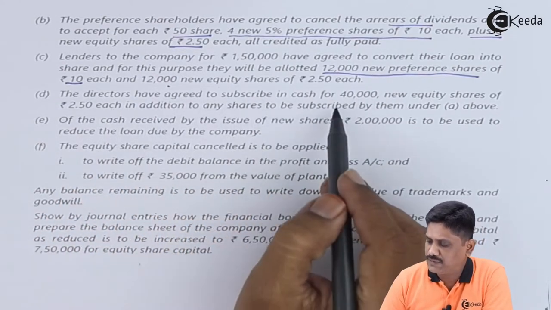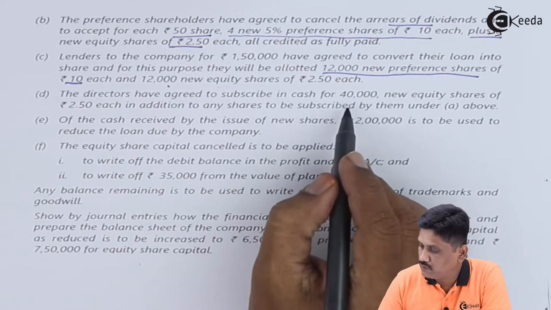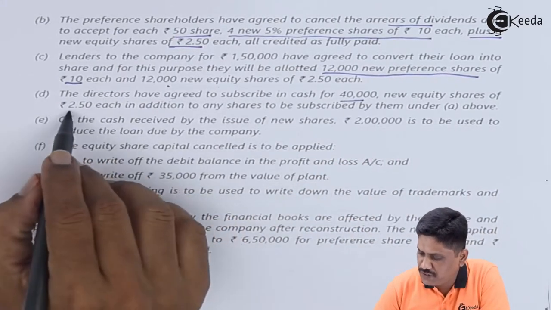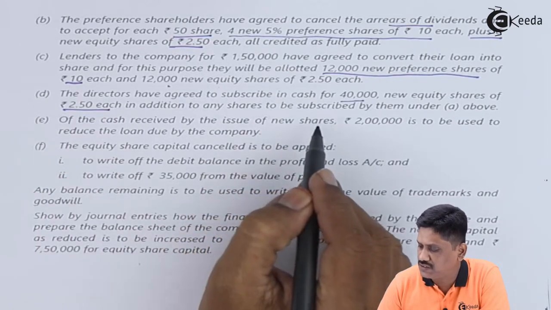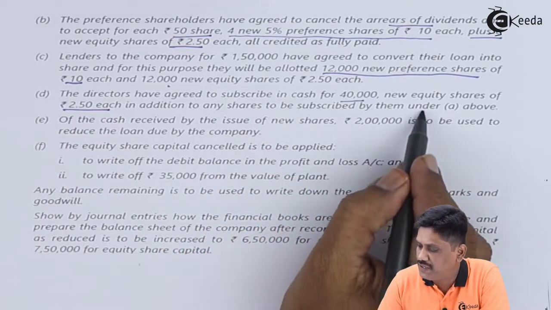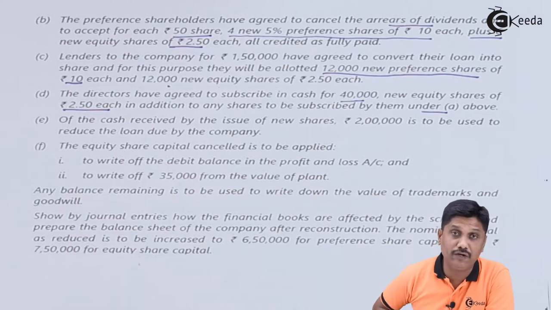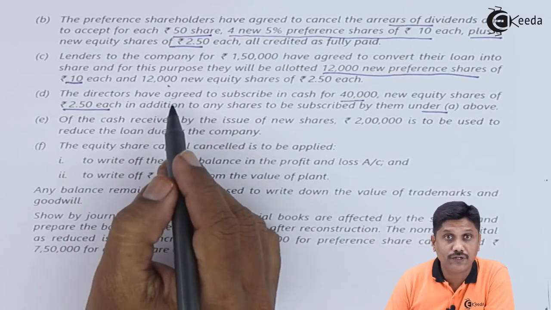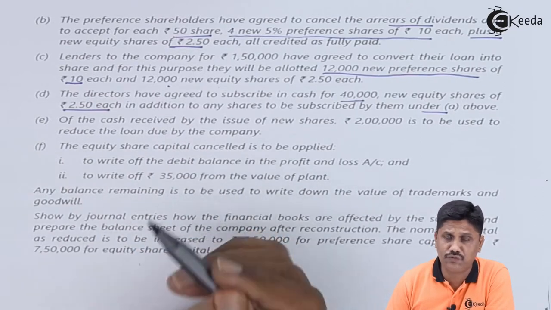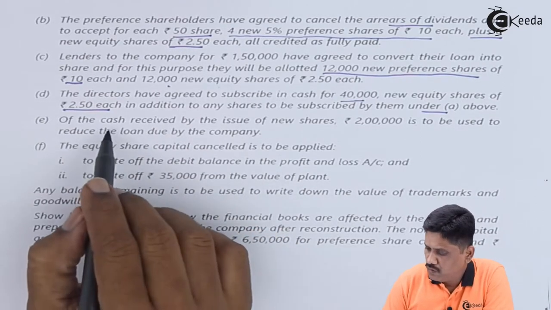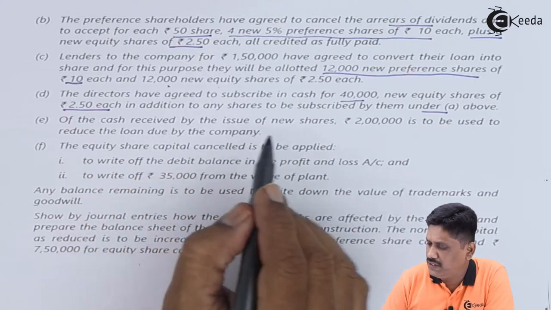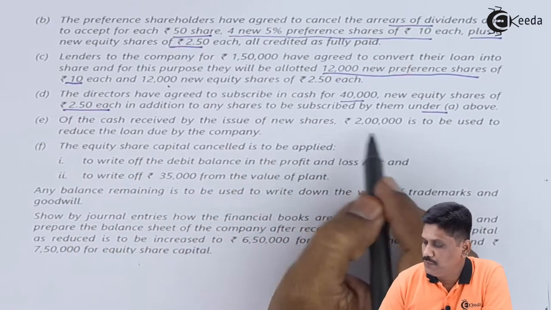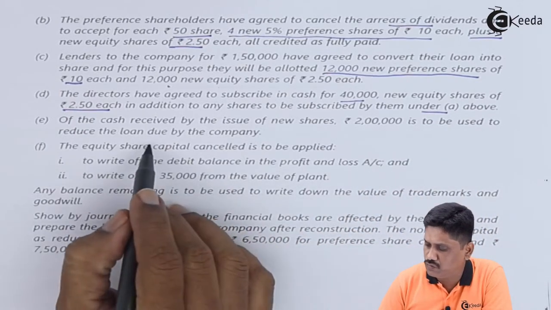Directors have agreed to subscribe in cash 40,000 new equity shares of rupees 2.50 each, in addition to any shares to be subscribed by them under A above. So in point A above, we had issued some fresh shares, and these shares are in addition to those. So basically it is a fresh issue, we will pass a separate entry. Of the cash received by issue of new shares, rupees 2 lakh is to be used to reduce the loan due by the company.